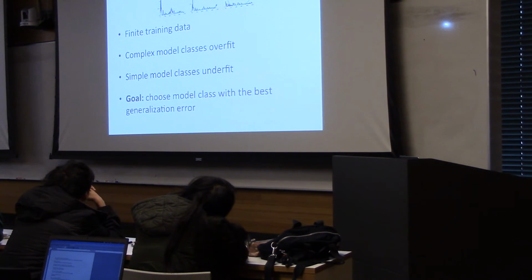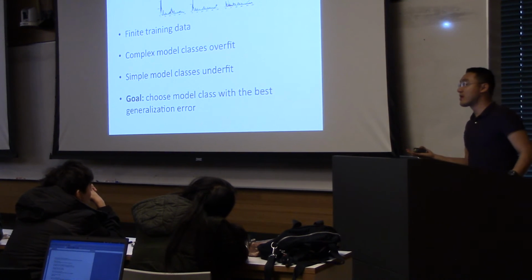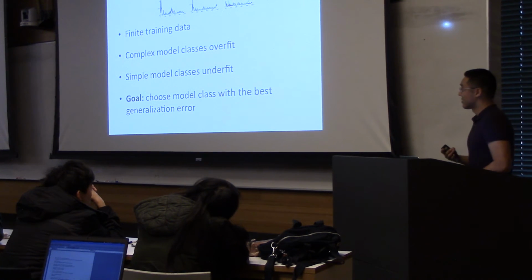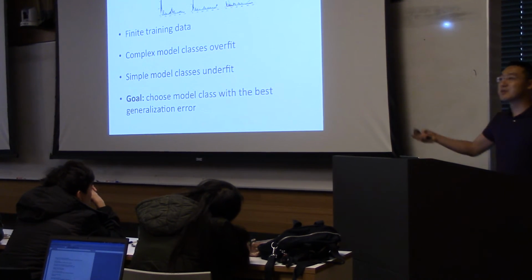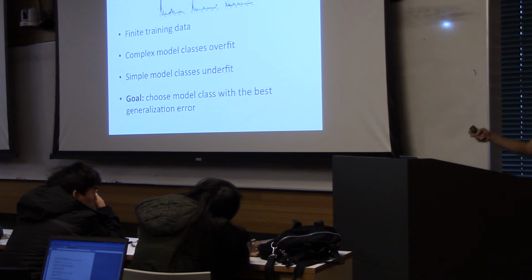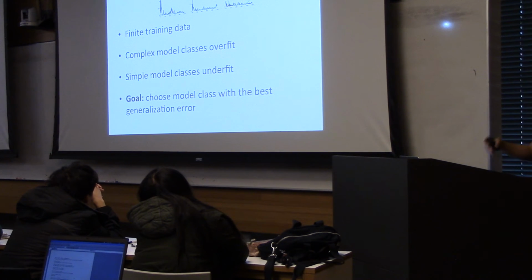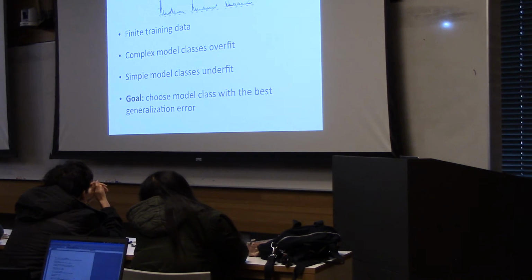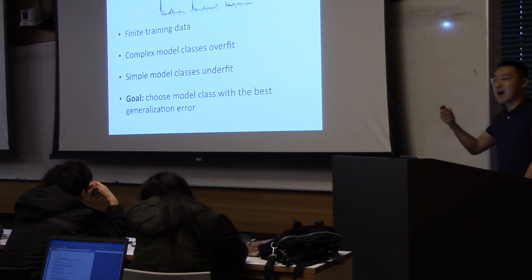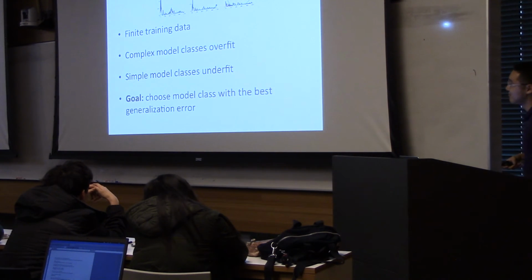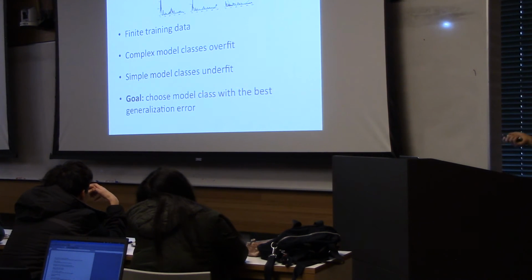So, that's all well and good at a conceptual level. How do we actually do this? How do we actually select the best model, or the best model class, from a collection of models or model classes? Because we have finite training data, complex models overfit, some models underfit, but how do you actually quantify this in a way that's algorithmic or procedural or systematic?